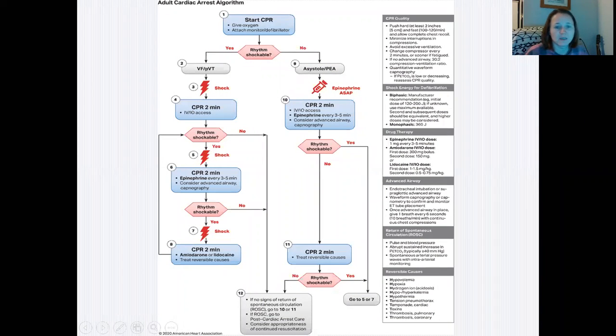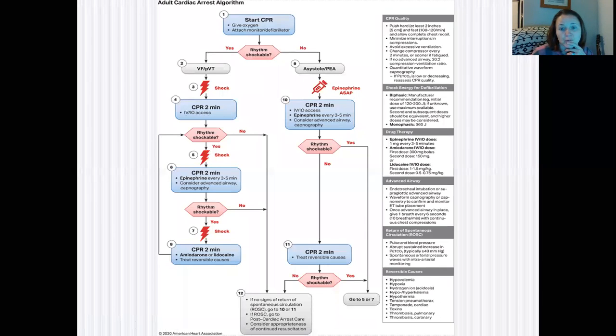All right, so let's look at our pulseless algorithm. Let me get my pencil. I'm going to use blue for code blue. So at this point, we've determined that our patient is pulseless. First thing, number one, top of the list, start high quality CPR. That is the very first thing we're going to do: start CPR and get them attached to a defibrillator.